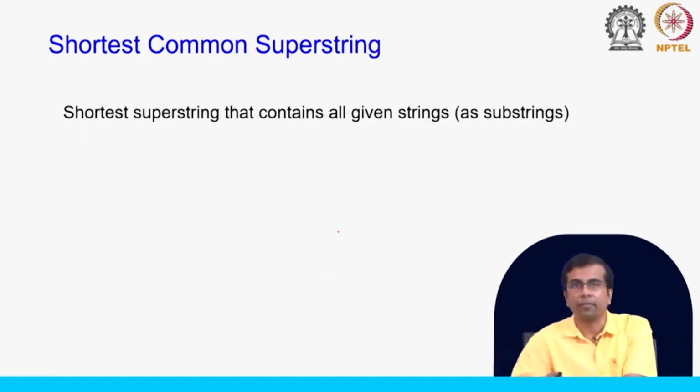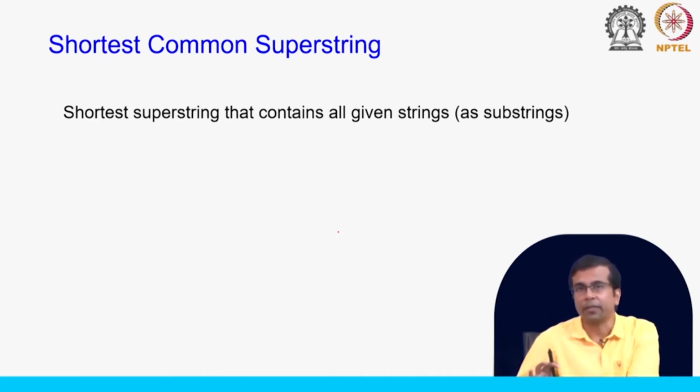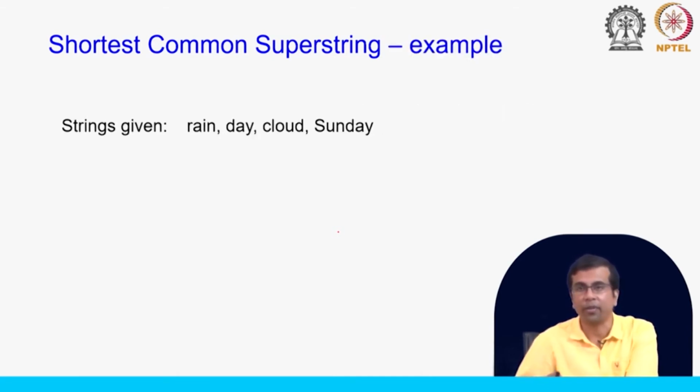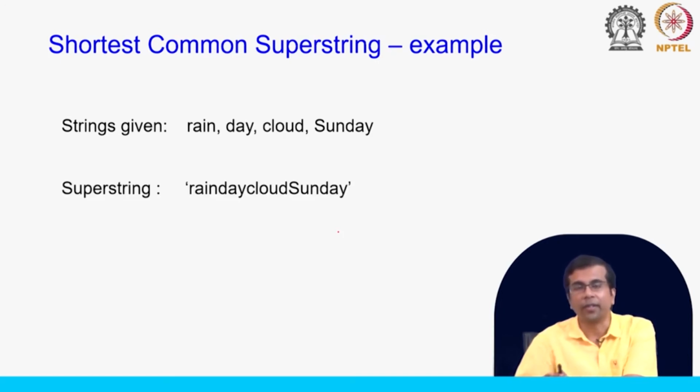Okay. Now, what is tricky, as you can probably notice, is the shortest common superstring or the shortest superstring. The shortest superstring is the shortest one that contains all given strings as substrings. So, out of all superstrings that you can think of, this will be the shortest one. This becomes tricky now. What is the shortest one? And that is likely to be a difficult problem. Now, let us go back to the same example, where we have these strings rain, day, cloud, Sunday. This is the superstring that we got.